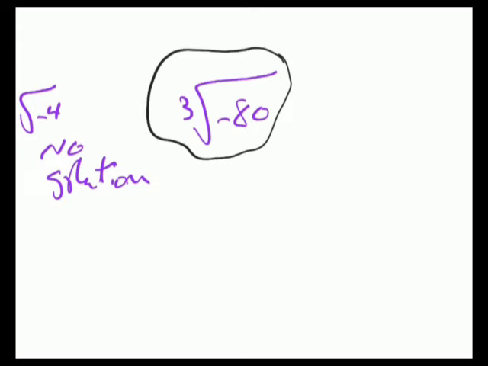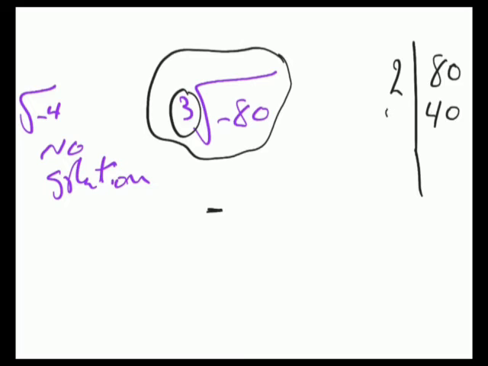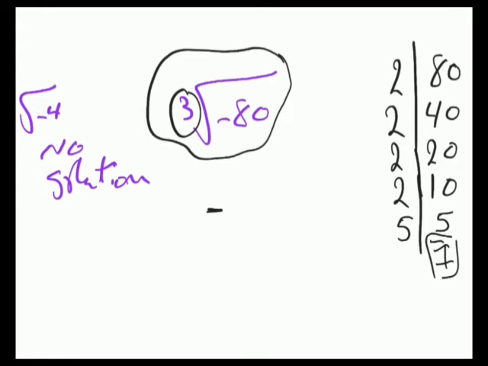If you have any odd number as the index, you just take the negative outside the radical. And let's do 80 divided by the smallest prime number 2, which is 40. Divide by 2 is 20. Divide by 2 is 10. Divide by 2 is 5. Divide by 5 is 1. And you stop when you reach 1.